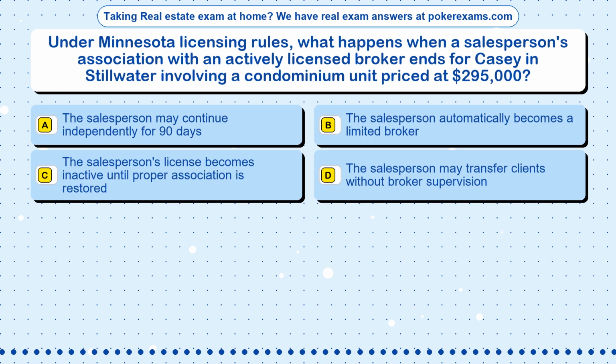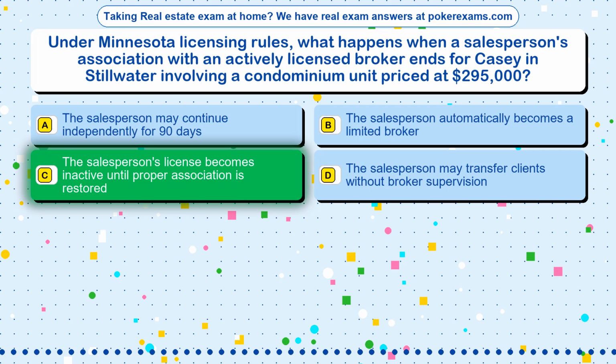Question 63. Under Minnesota licensing rules, what happens when a salesperson's association with an actively licensed broker ends for Casey and Stillwater involving a condominium unit priced at $295,000? Option A. The salesperson may continue independently for 90 days. Option B. The salesperson automatically becomes a limited broker. Option C. The salesperson's license becomes inactive until proper association is restored. Option D. The salesperson may transfer clients without broker supervision.